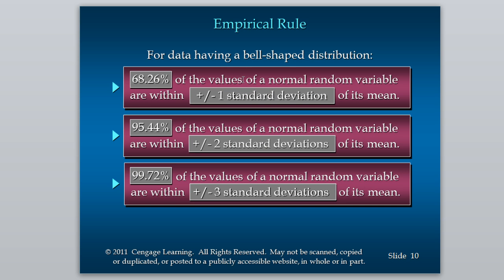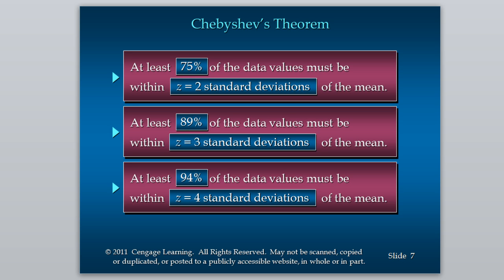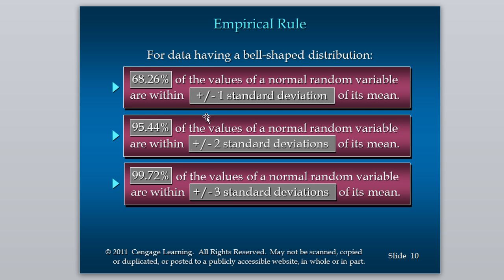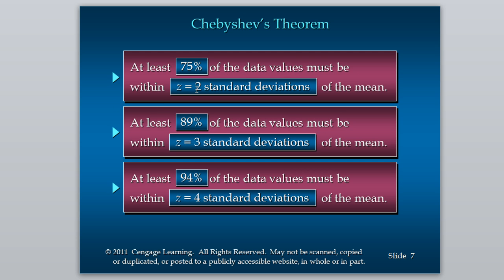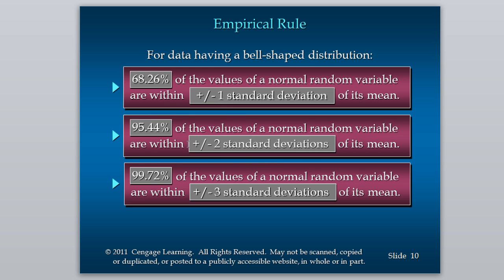According to the empirical rule, one standard deviation up and down covers 68.26%. Remember that in Chebyshev, 2 standard deviations up and down was what? Let me go back to this. Two standard deviations up and down is 75%. With the empirical rule, two standard deviations up and down covers 95.44%. Three standard deviations up and down practically covers everything, 99.72%, almost everything. So the empirical rule is a stronger rule.